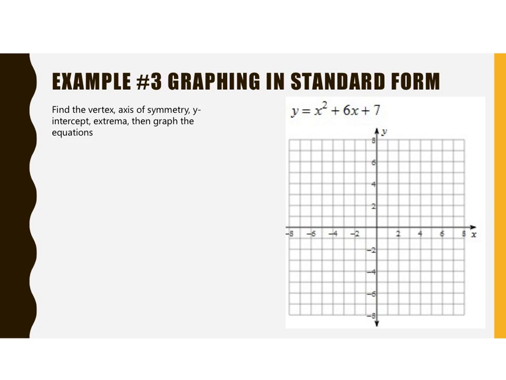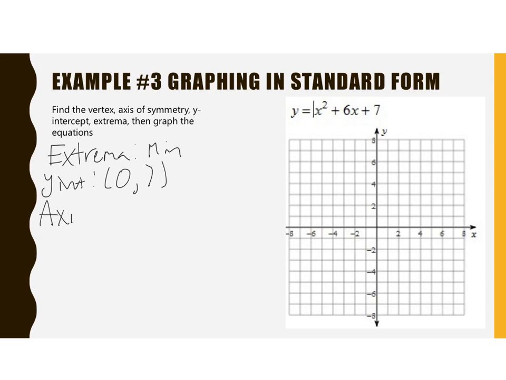So example 3, we are going to graph this equation as well as solve for those 4 things. Let's do the solving first. If you can do it on your own, try it on your own. Extrema. Visible 1, it's a positive, so that means I have a minimum. Y-intercept. C is 7, so 0, 7.